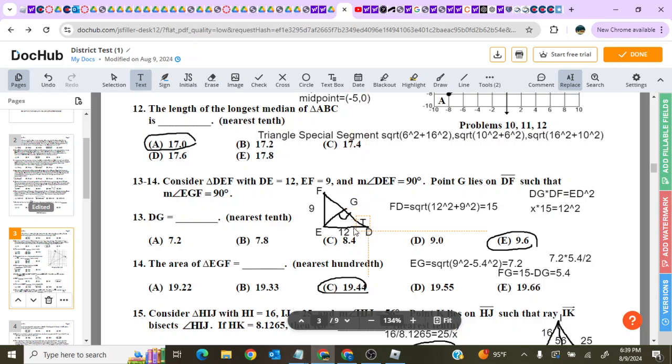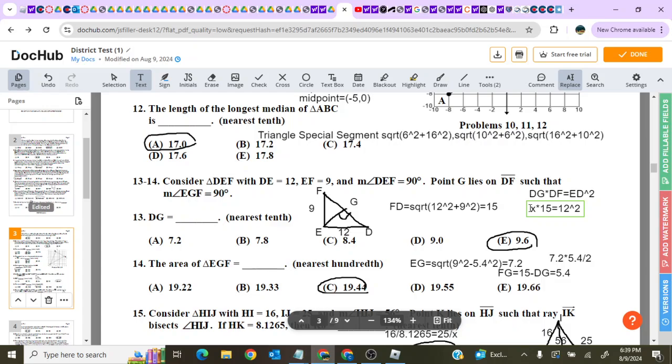But basically, we covered this on a few of the previous tests. In this case, ED squared is equal to DG times FD in this scenario where there are two right angles like this. We can use Pythagorean theorem to figure out that FD is 15, as shown here. So 12 squared equals some value that represents DG times the entire 15. Solve for x here and you get 9.6.